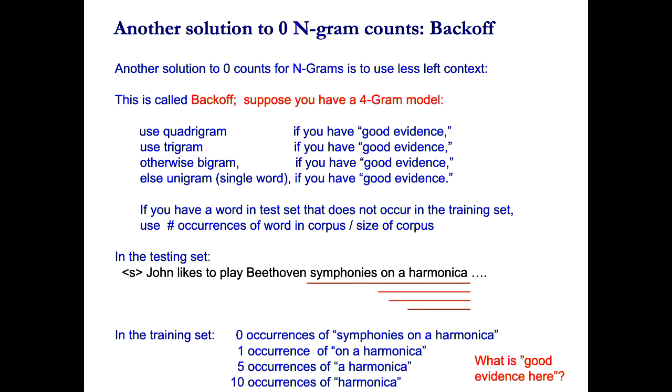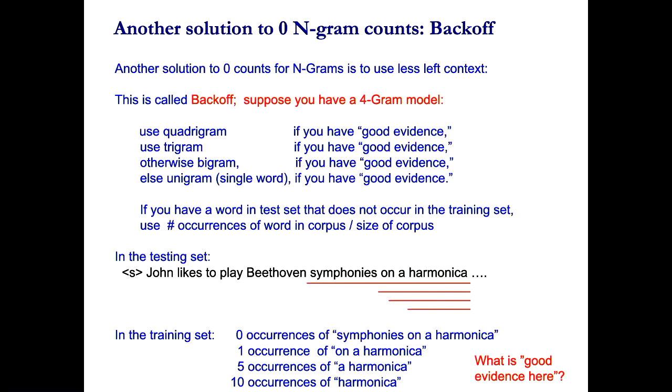If you come upon a sentence, John likes to play Beethoven symphonies on a harmonica. Very rare sentence. So you're analyzing the probability of this. You've gone through and figured out the probability of this and this and this. Now you've got play: the probability of Beethoven following likes to play, and then play Beethoven symphonies. Okay, and then play Beethoven symphonies on. Beethoven symphonies on a, all good. And then you hit harmonica. Symphonies on a harmonica, and that doesn't occur, it's a rare sentence.